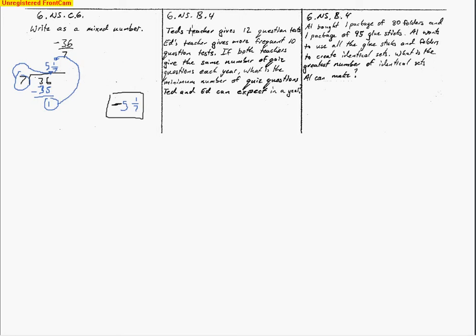Next problem says Ted's teacher gives 12 question tests. Ed's teacher gives more frequent 10 question tests. Both teachers give the same number of quiz questions each year. What is the minimum number of quiz questions Ted and Ed could expect in a year? Okay, so the key word here is same number.